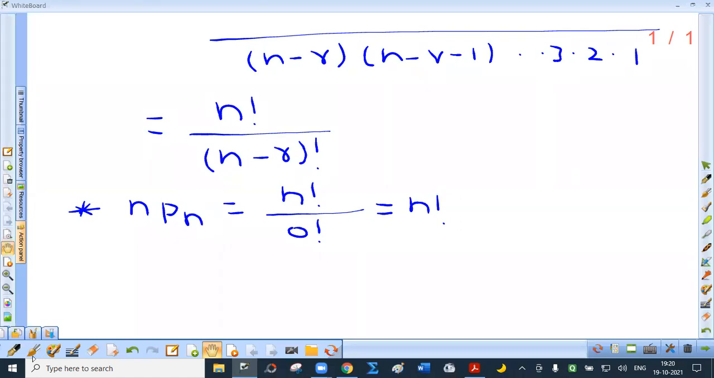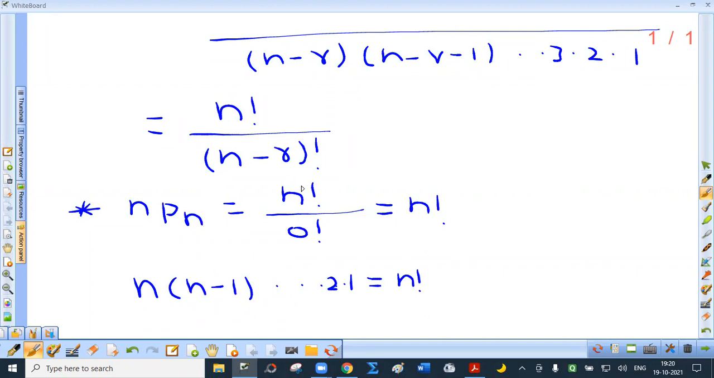How? See, n objects are to be arranged. First object can be arranged in n ways. Second, n minus 1. Up to last, 1 way. So by fundamental principle, n objects can be arranged in how many ways? n into n minus 1 and so on, up to 1. So 1 into 2 into 3 up to what? n, which is nothing but n factorial. So permutations, that is arrangements of n things taken all at a time, is n factorial.